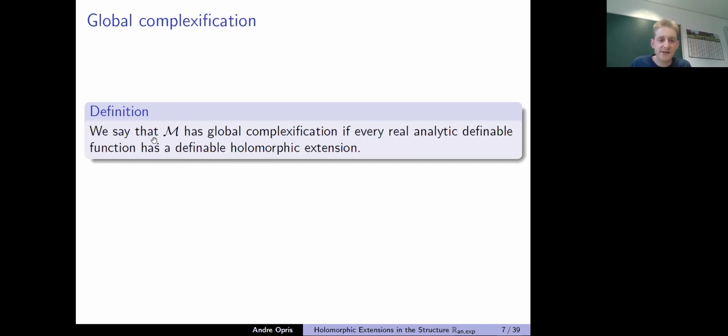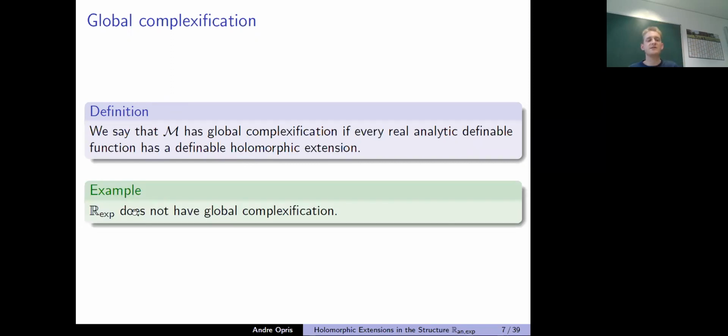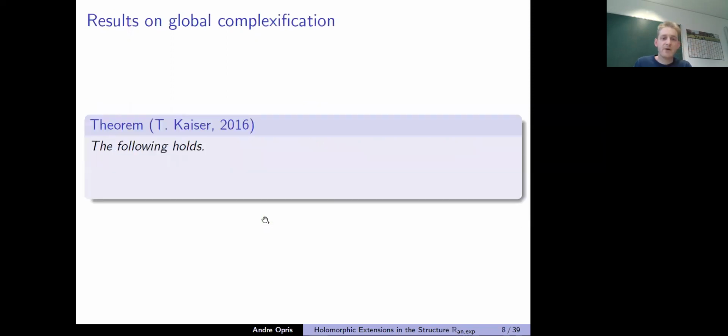Note also that if a structure M has global complexification, then it also has complexification. So the consequence is that the o-minimal structure R_x does not have global complexification. So here we have a counterexample. But of course, there are also some results on global complexification by my supervisor, Tobias Kaiser, from the year 2016. He is also in the audience.